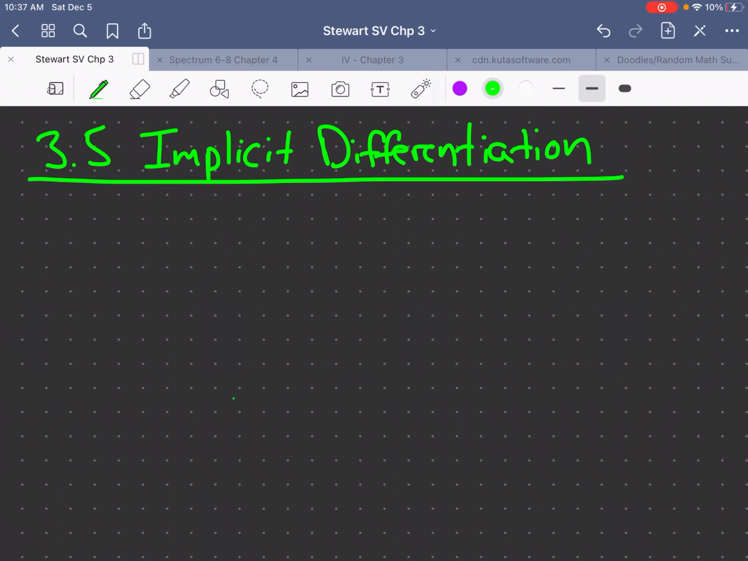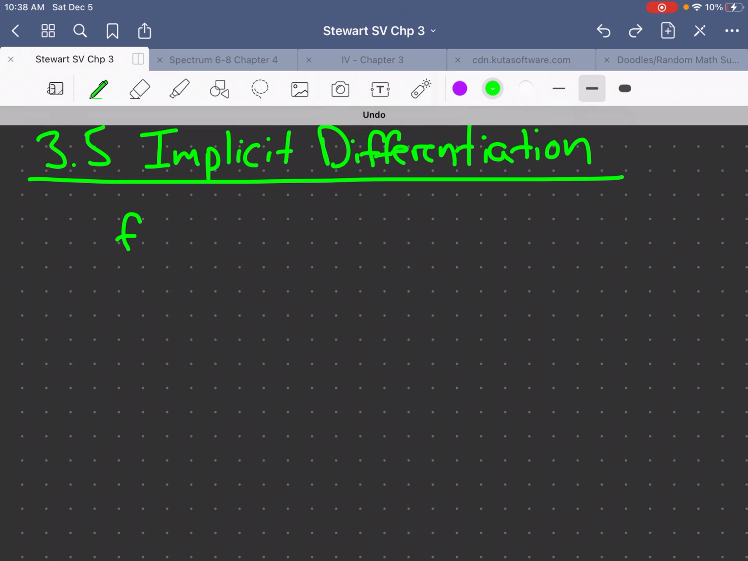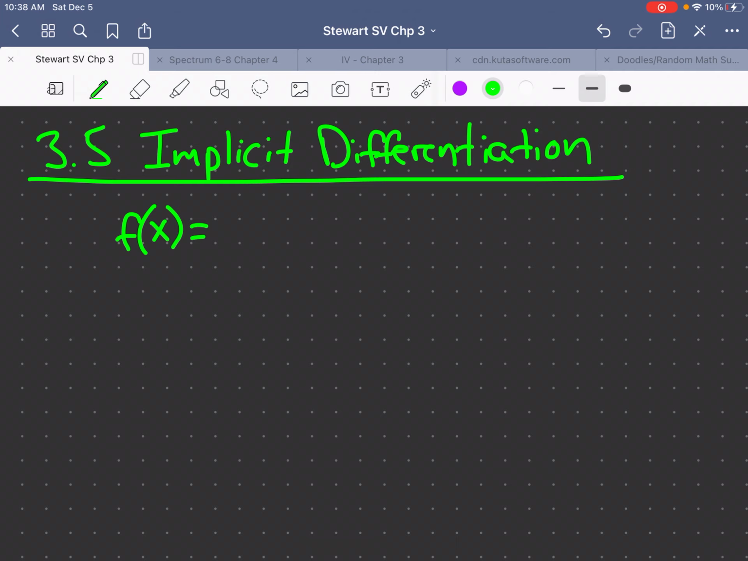So far in this chapter, we have learned how to find derivatives of a few different types of functions. We found how to do derivatives of polynomials. We learned how to do derivatives of trigonometric functions, sine and cosine. We learned product rule, chain rule. Actually, we might not have done sine and cosine yet at this point, but we've learned a whole bunch of rules, and those all work really well when you have f of x equals some function of x, or y equals stuff.